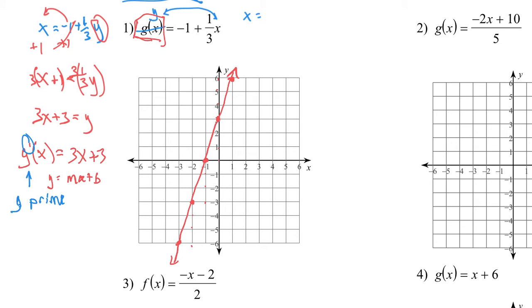I'll graph the original in blue. So the b value here is the negative 1, and then the slope is 1 over 3. So go up 1, right 3, and then go down 1 and left 3. And then connect all your dots.